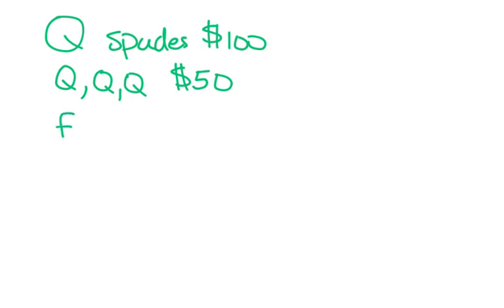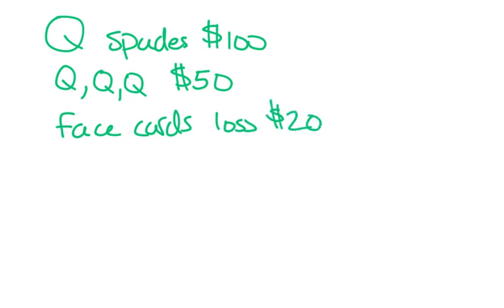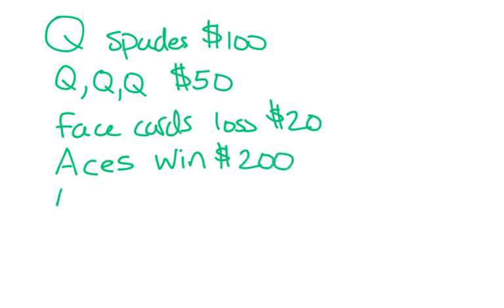The other face cards, that's a loss of $20. Okay. Aces, it's a win of $200. All the rest of the cards, all of the other cards, it's going to be a loss.